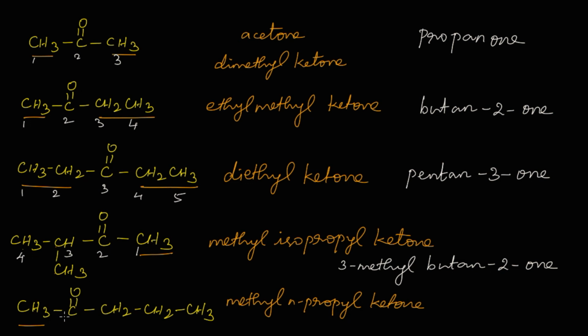Come on, let's give the IUPAC name of the last structure, which is known as methyl n-propyl ketone. First, give the numbers 1, 2, 3, 4, 5, so pentane. Here, the second carbon is the functional group. So pentan-2-one is the IUPAC name of methyl n-propyl ketone.